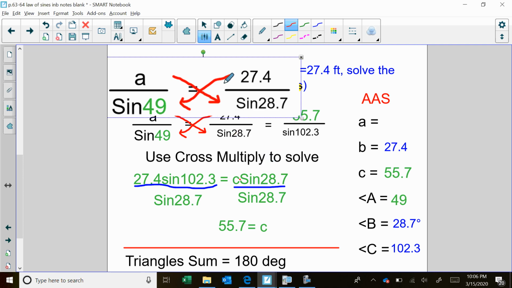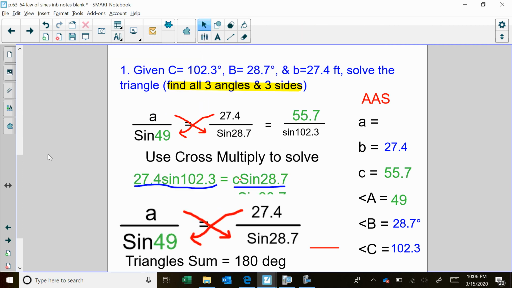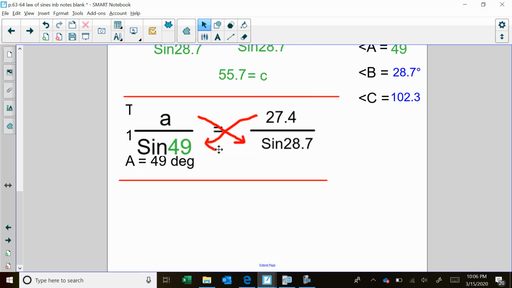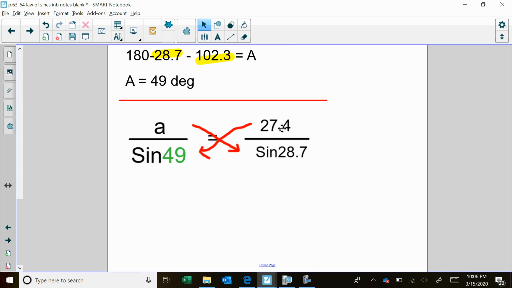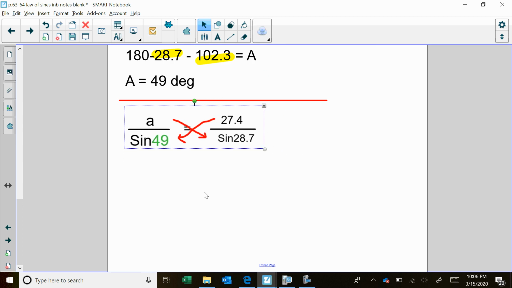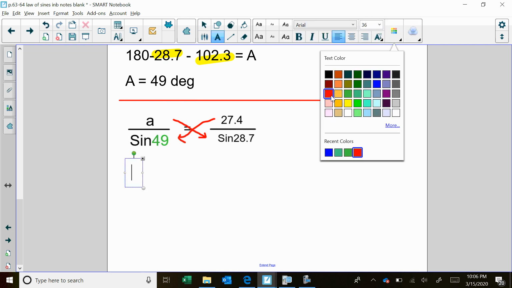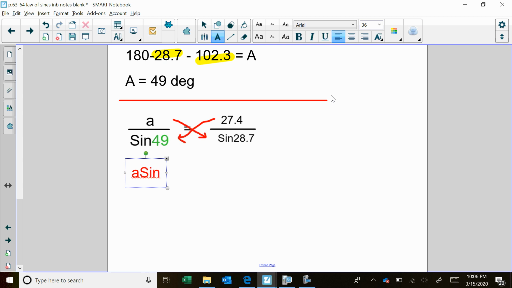Yes, you did work. It's right here. So we'll move this down to the bottom so we can have some room to work. Make it just a little bit smaller, and we'll start our cross multiplication. So once again, we'll cross multiply A times sine 28.7. So let's go with red. A sine 28.7. That's going to equal the 27.4 times sine 49, 27.4 sine 49.